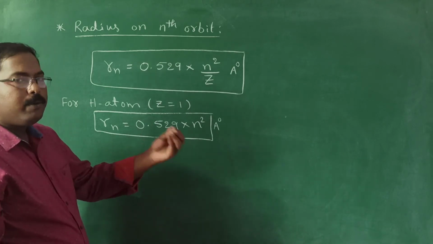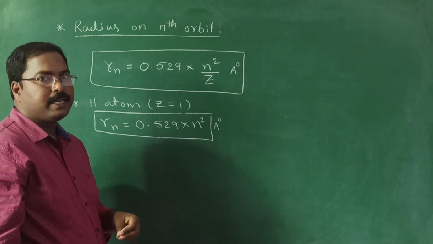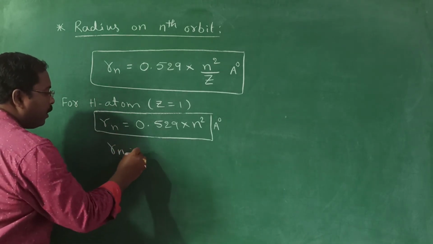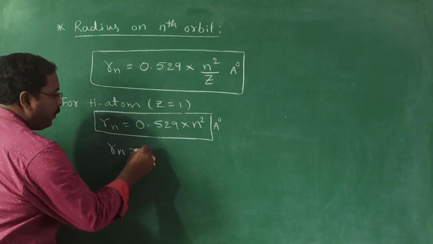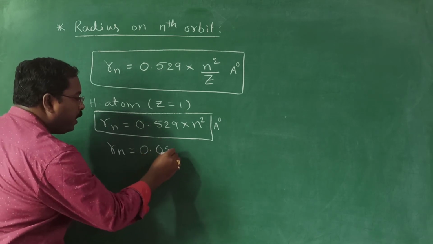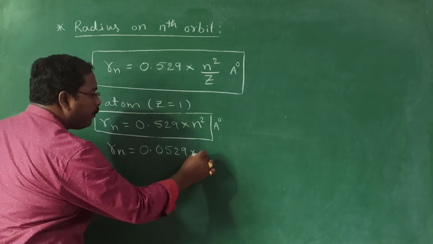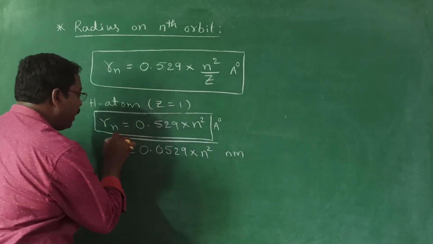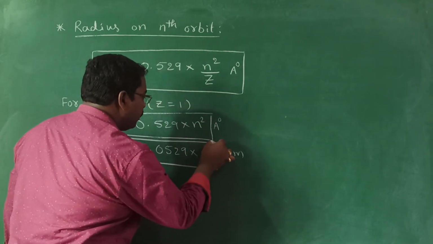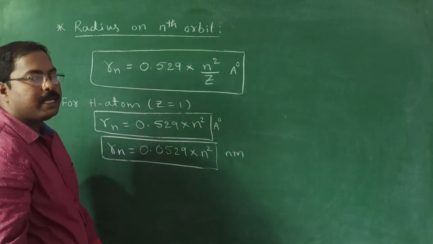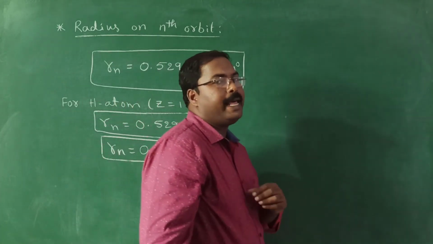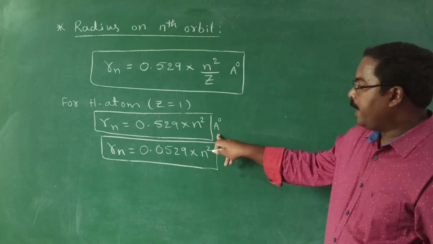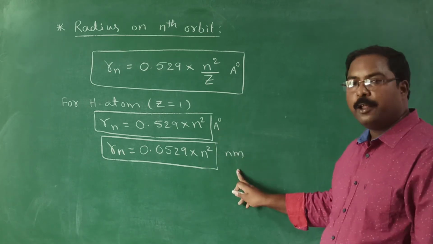The above formula we can write in terms of nanometers also. For example, in terms of nanometers, the radius of the nth orbit will be equal to 0.0529 into n square. This is in terms of nanometers, because 1 nanometer is equal to 10 angstroms. So this is the formula in terms of angstroms, and this is in terms of nanometers.